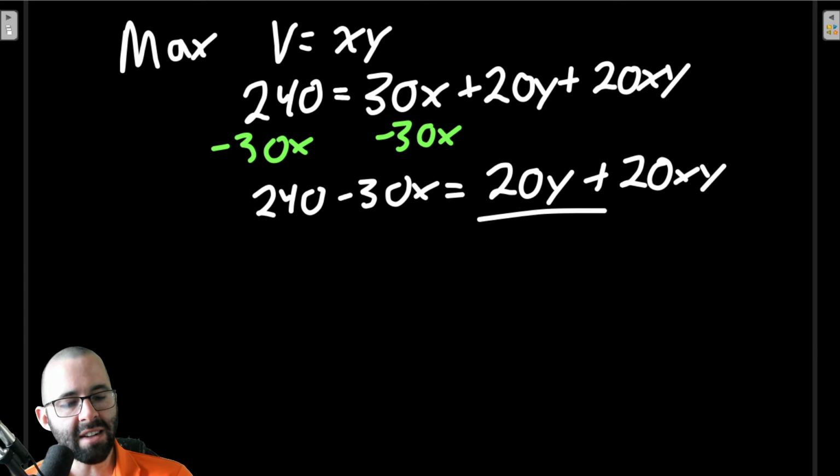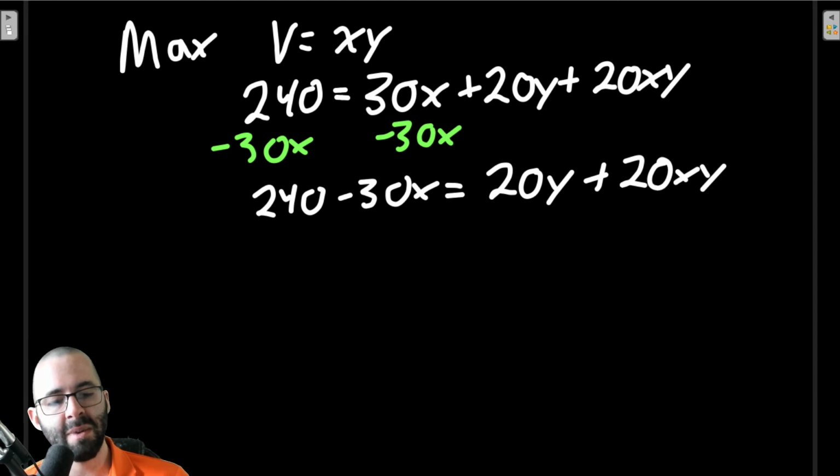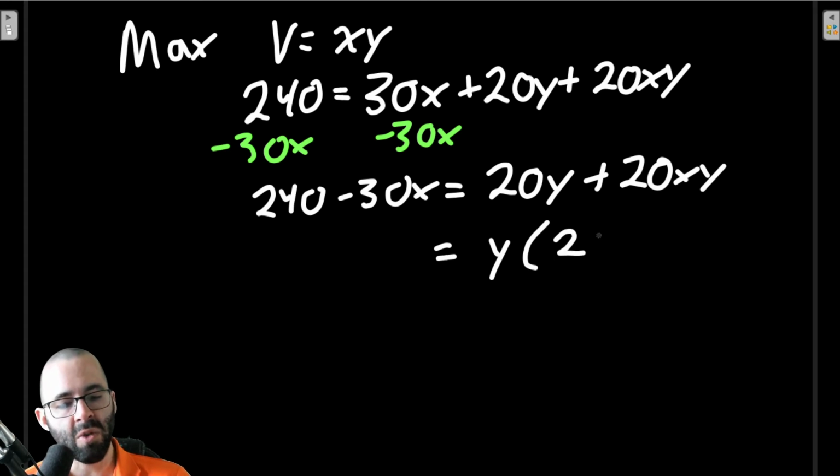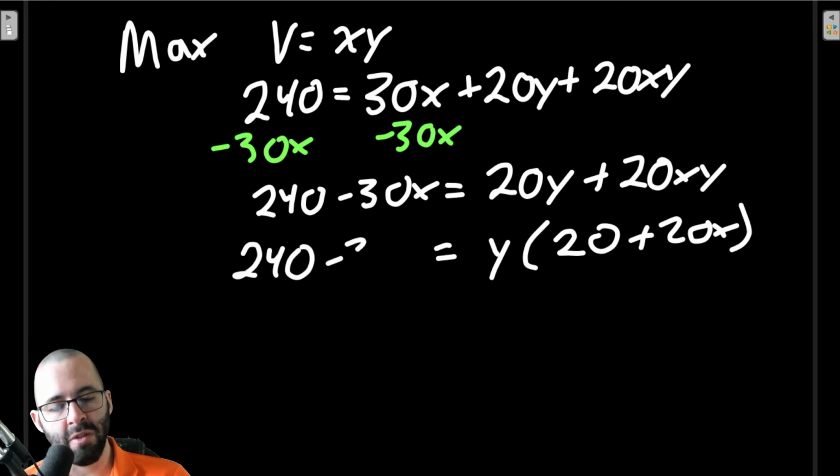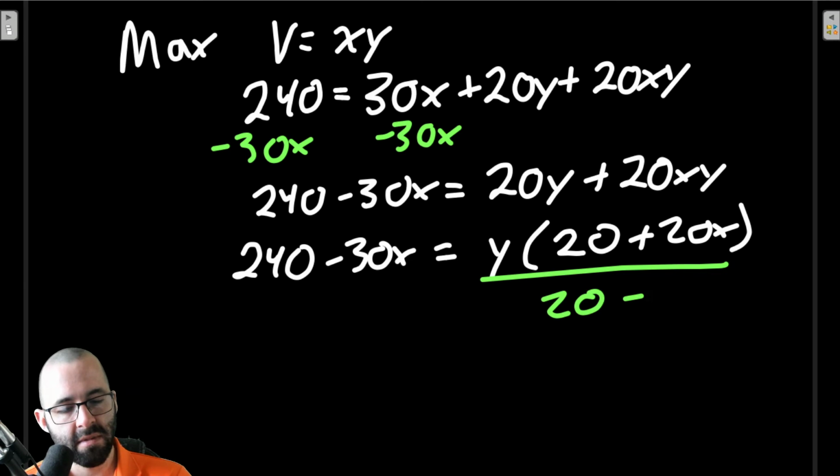And now we'd like to combine these so we can divide by their coefficient, but it's not easy to combine because they're not like terms. One of them has an x. So on the right-hand side, what we're going to do instead is factor out a y. We're left with 20 plus 20x. And now we can divide both sides by the coefficient of y, which is 20 plus 20x. We'll do that and we'll have finally solved for y.